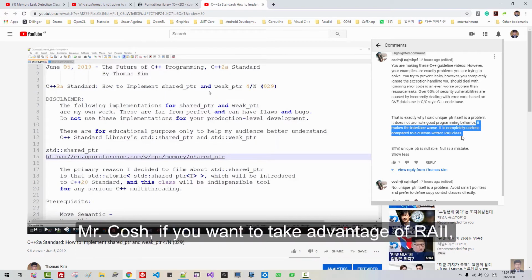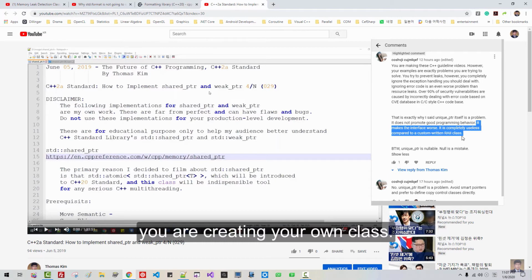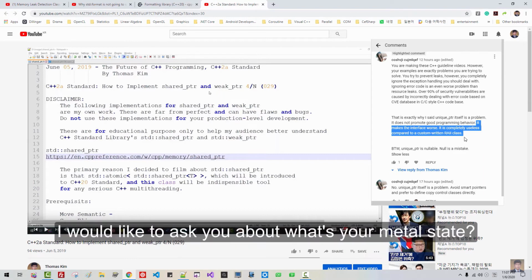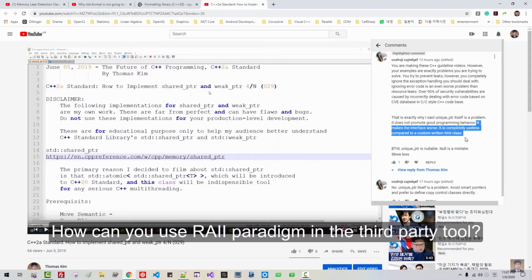Mr. Koshi, if you want to take advantage of RAII, you are creating your own class. How can you use the RAII class paradigm in a third-party tool? I would like to ask you, what's your mental state? How can you use the RAII paradigm in a third-party tool?